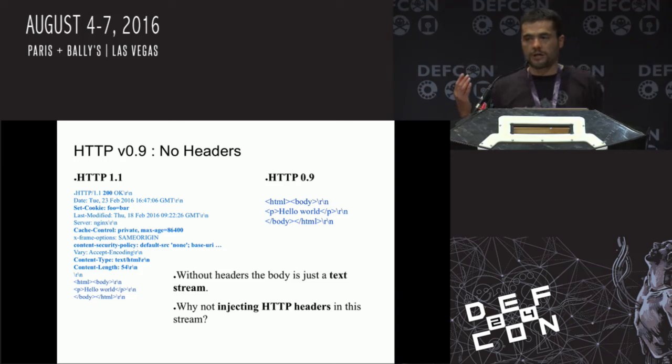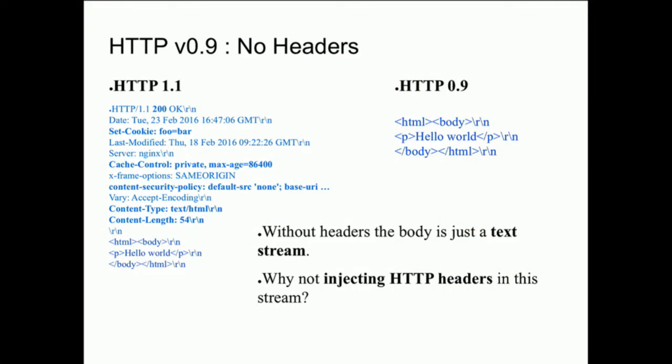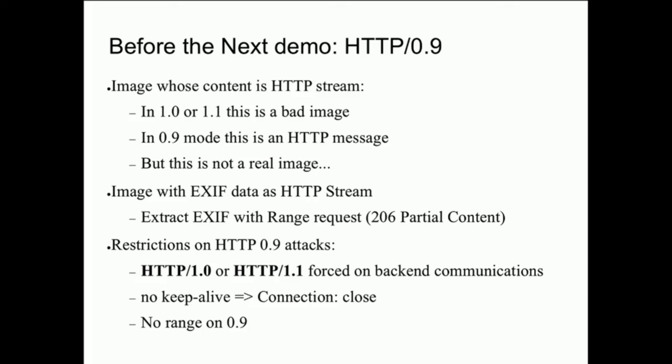But the security of HTTP is in the headers, like the content type, the cookies, the content security policies, the content length. Everything is in the headers. On HTTP 0.9, you've got just the body of the answer, so it's just a text stream. And if you've got a text stream, maybe you can make this text stream look like a real HTTP response with headers. For example, you could make an image, and the content of the image, instead of being binary, would be an HTTP response with headers. If you request this image in 0.9 mode, it may look like an HTTP response.